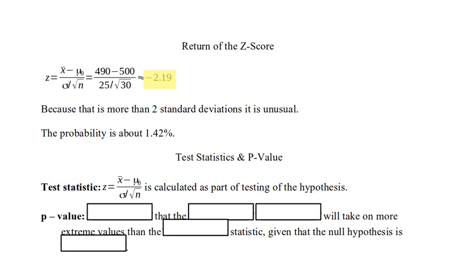1.42%. So all of a sudden we can see that if the manufacturer's claims are true about the population mean and the population standard deviation, then our sample of 30 would have a mean of 490 or more extreme, that is fewer days, 1.42% of the time. Okay, so let's formalize these.